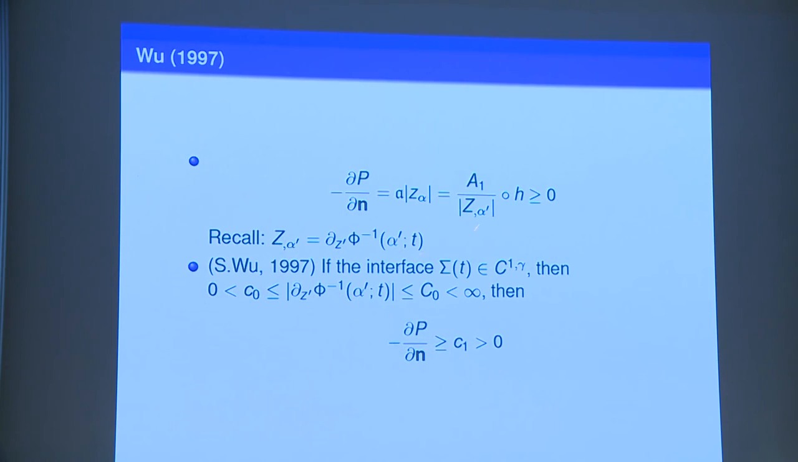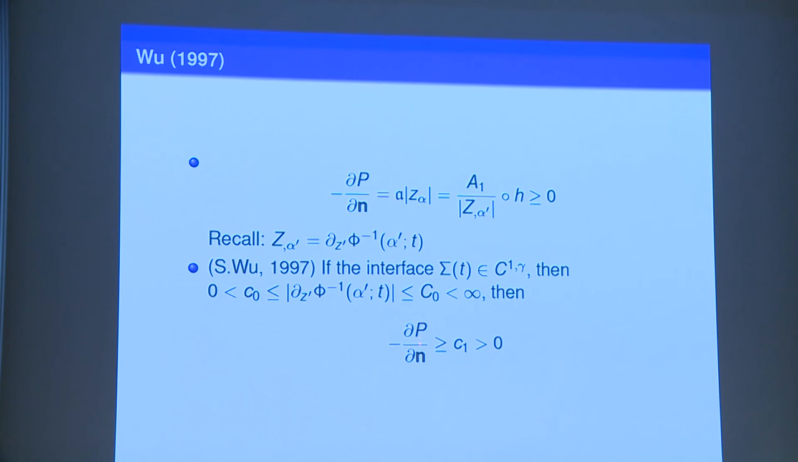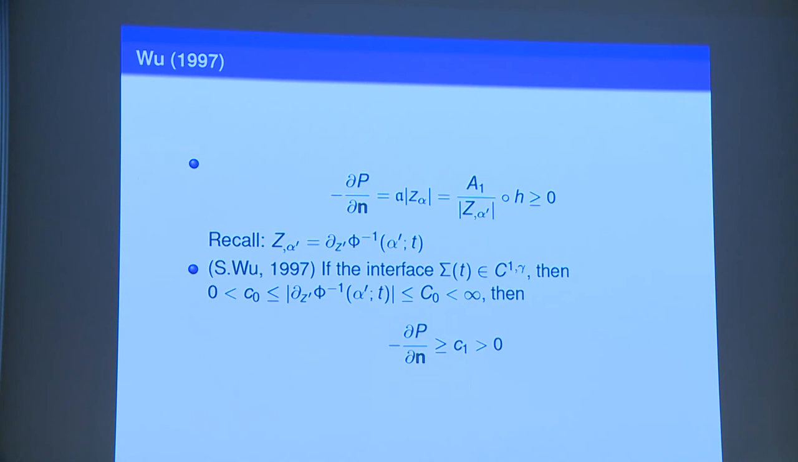That's very important. So if the interface is smooth, then this is the Jacobian of the Riemann mapping, right? The Jacobian of the Riemann mapping has upper and lower bounds, so obviously it has a strictly positive lower bound. And that was the case dealt with in 97. So now this guy actually has a singularity, so that means this bound may not hold.